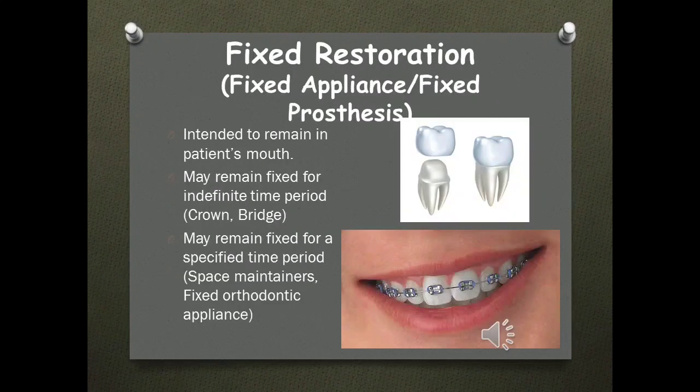Fixed restorations, fixed appliances, or you can simply call them fixed prostheses. As the name tells you, these restorations remain fixed with the natural tooth structure, and they are intended to remain in the patient's mouth for an indefinite period of time. Ideally, they should remain for indefinite period of time. For example, a dental crown or a dental bridge. But in some cases, there is a definite or specified period of time for which the fixed restorations remain into the patient's mouth. For example, in orthodontics, the orthodontic appliances, they remain fixed into the patient's mouth for some specified period of time, but then you have to remove them once the treatment is over.